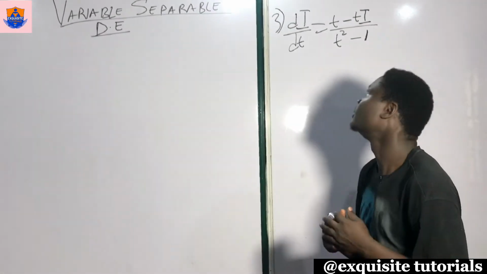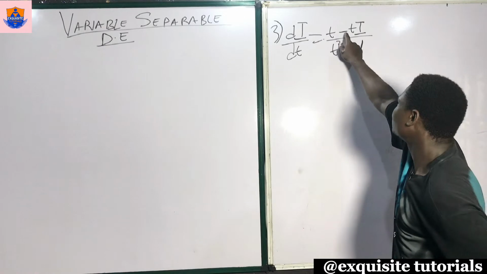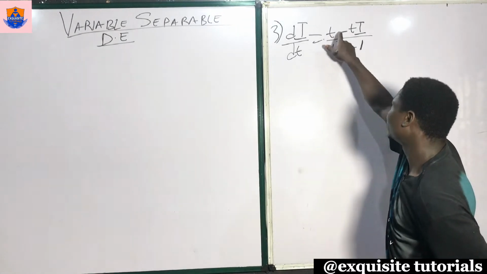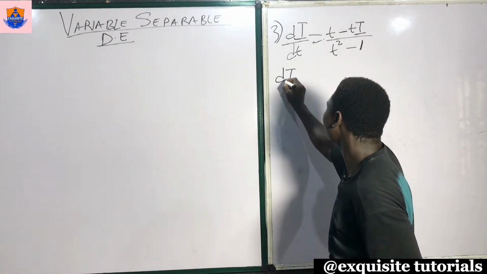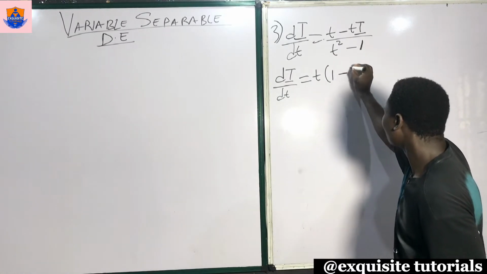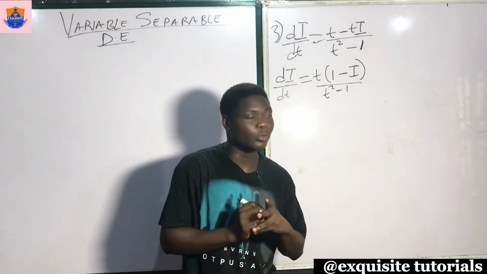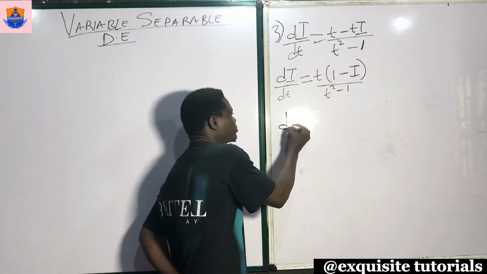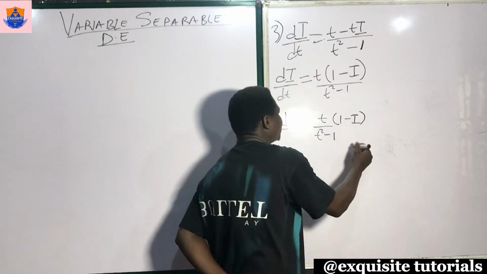Welcome back. Question 3. We want to also separate variables. We have di over dt is equal to t minus ti all over t squared minus 1. Now the first thing you must observe is that there's t here and there's also t here, so we can factorize it out. So we have di over dt is equal to t bracket 1 minus I all over t squared minus 1. Now what do I do now? I'll separate variables. First of all, let me take this dt to this direction. So I'll have di is equal to t over t squared minus 1 bracket 1 minus I dt.